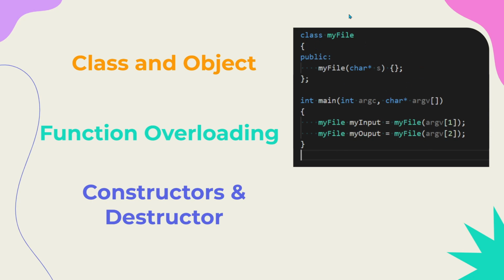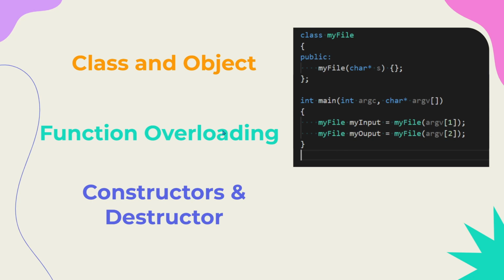So class is nothing but a template for an object. Using this class, my file name is my class. Using that class, I'm going to create an object called my input and my output. Okay, so basically this is what class and object mean.